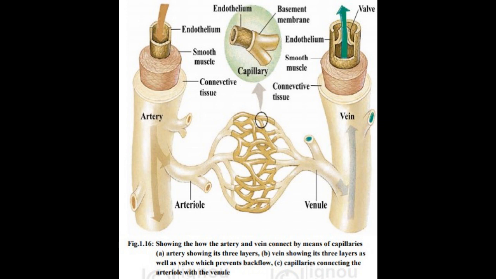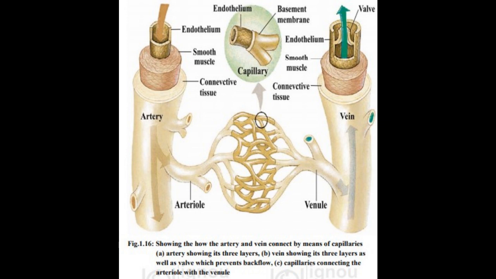Types of blood vessels. The blood vessels, Fig. 1.16, are of two types: 1. The arteries, and 2. The veins. Figure 1.16, showing how the artery and vein connect by means of capillaries. A. Artery showing its three layers. B. Vein showing its three layers as well as one which prevents backflow. C. Capillaries connecting the arteriole with the venule.